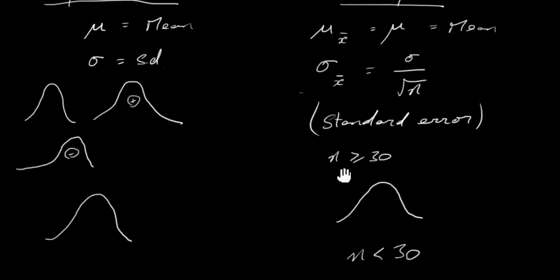For sample size greater than or equal to 30, it doesn't really matter what the population distribution looks like. It can be right skewed, left skewed, or normal, but our sample means distribution will be normal. And that's basically the central limit theorem.